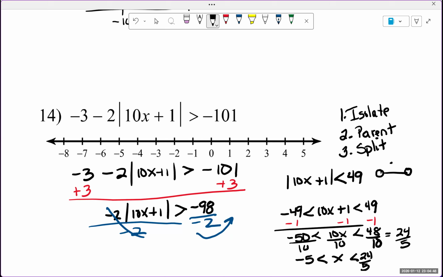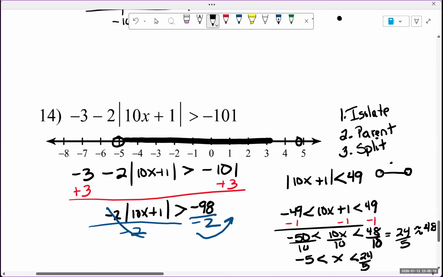Okay, so this is a nest. So this is open circle on negative 5. 24 over 5 is 4.8. So open circle on 4.8. And in between, it's a nest in between. And that's it.